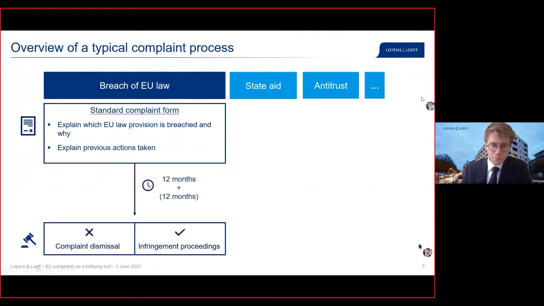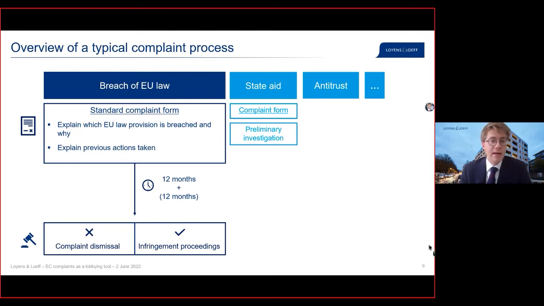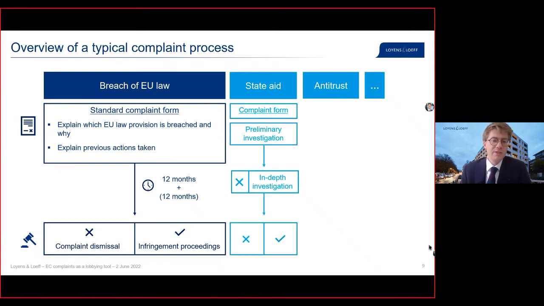And another type of complaint form is a state aid complaint, which is regulated in the state aid regulation. It also starts with a complaint form, which must be filled out, which is also a model form, and then a first phase, a preliminary investigation, where the Commission considers whether there are any doubts about an incompatibility with state aid rules. And if it considers that it is the case, it will start an in-depth investigation, and eventually it will take a decision on whether or not there is incompatible state aid.